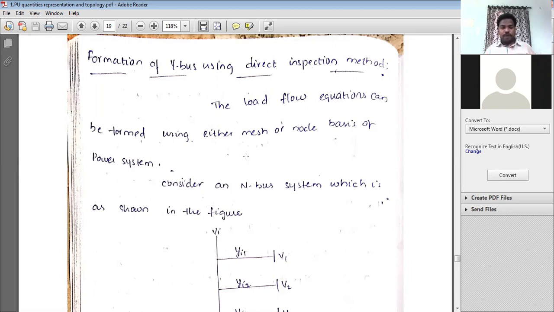That is chapter number 2, power flows or load flows. Similarly here, I have written that the load flow equations can be formed using either mesh analysis or node analysis on the basis of the power system. If you consider a power system, you can write a node equation or a mesh equation for a particular power system in order to obtain load flow.